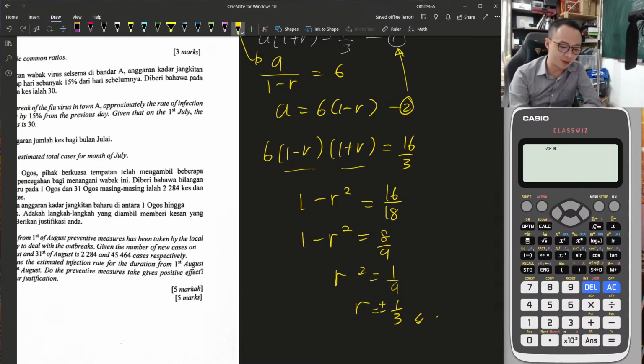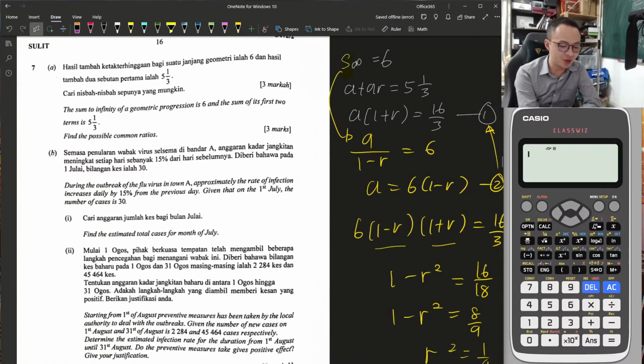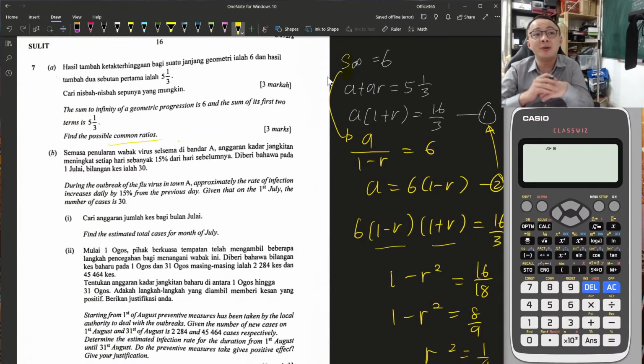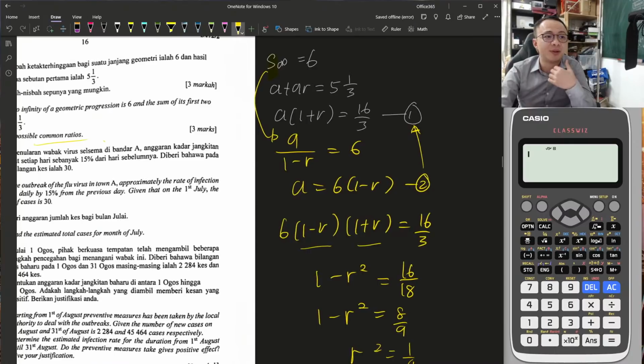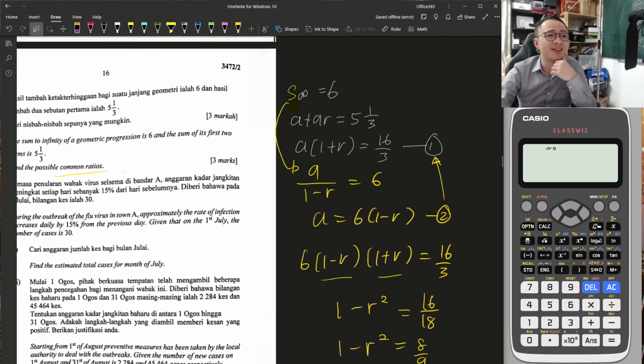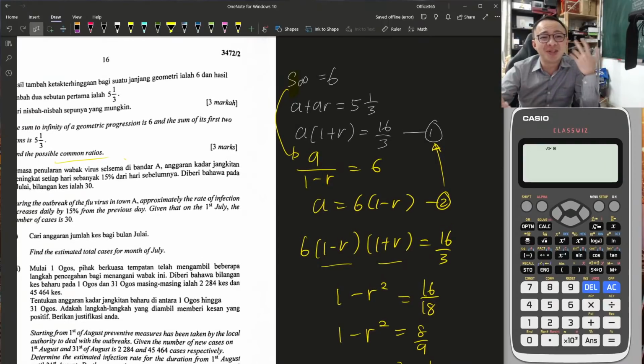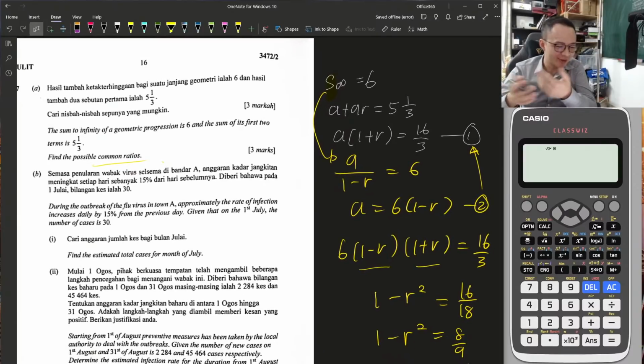Done. They only ask us to find the common ratio, which is the r value, and we just did it here. It's not super hard. You just need to form two equations, and then you just do the simultaneous. Should be quite easy. So will you be able to do the IGCSE extended paper on the next live streaming?